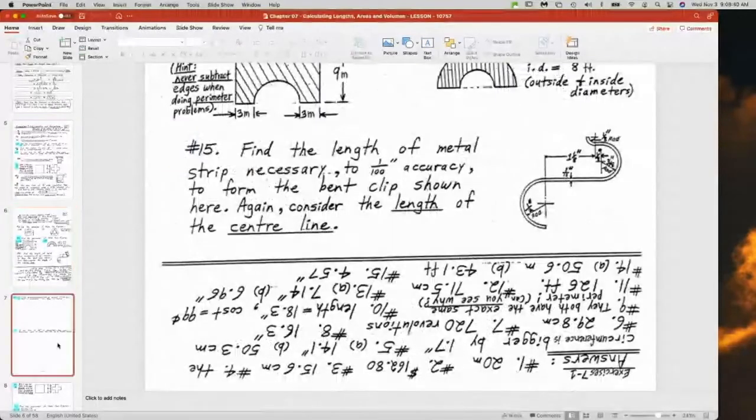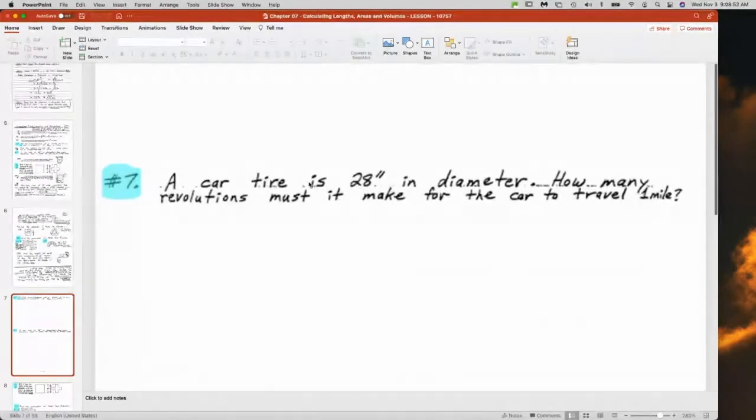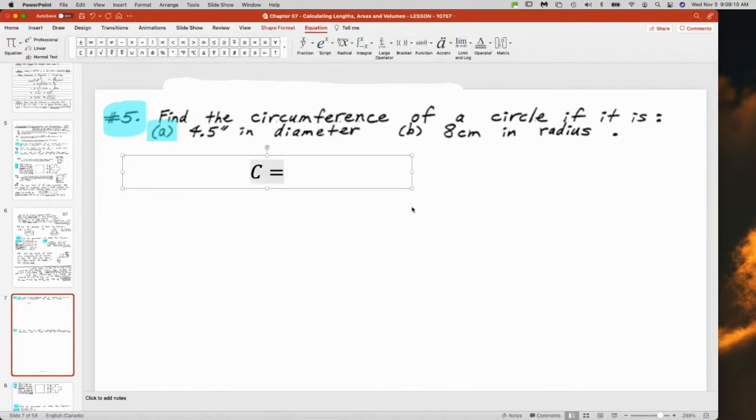And that's it. So let's take a look at 5A, which is our first question. It says here, find the circumference of a circle if it is 4.5 inches in diameter. Let's zoom in on that for a second. If you like, you can tell me in the chat what would be the formula that we could use for this one. So the circumference would equal, what's the formula for the circumference in terms of the diameter?